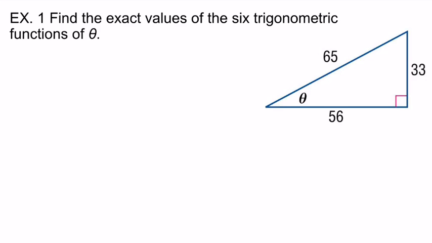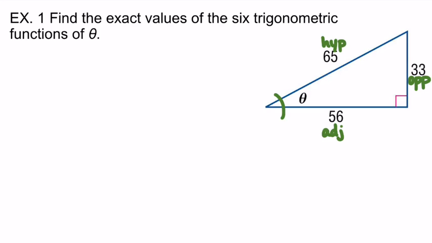Okay, so example 1 says to find the exact values of the 6 trig functions of theta. So the first thing I do when I have a triangle is to label from that angle the opposite and adjacent and hypotenuse of that triangle from that angle.